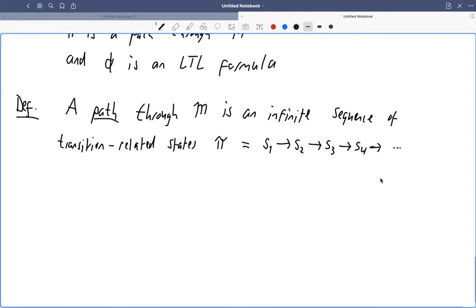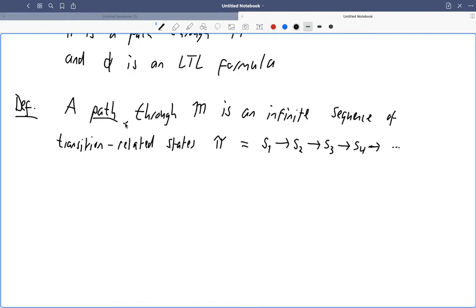So that's all the path is. Or sometimes we might call the path a run, every run of the system. We might sometimes consider finite paths as well, but if we don't specify finite, then it means an infinite path. So the default definition here is for an infinite path. And we're going to have some notation.